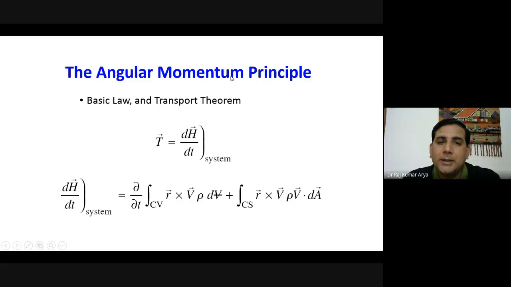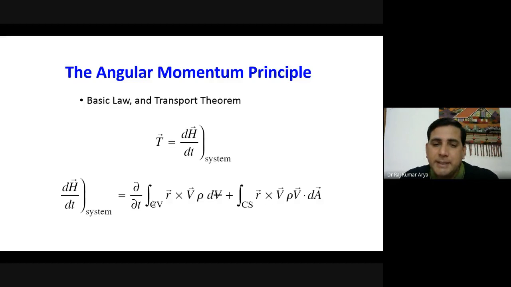Now, in the case of angular momentum, the rate of change of angular momentum you are calculating from here. This is actually the torque. So here you are calculating the torque, and this torque is practically being calculated as R cross V.